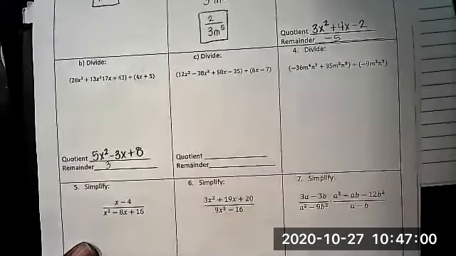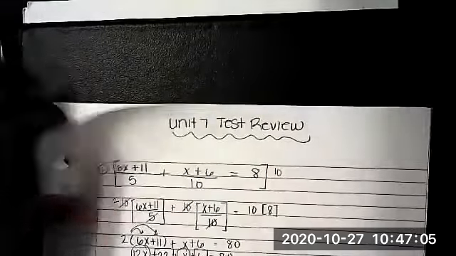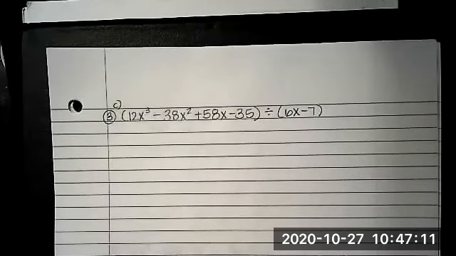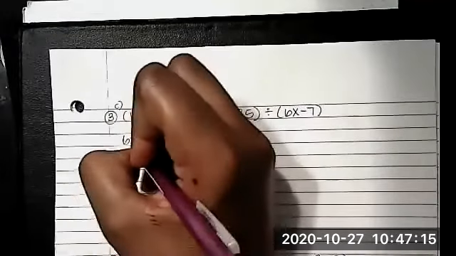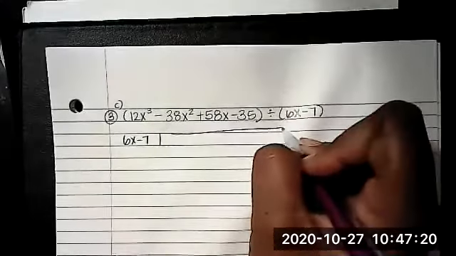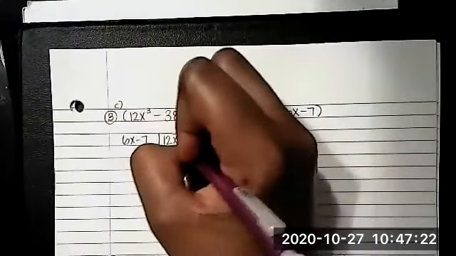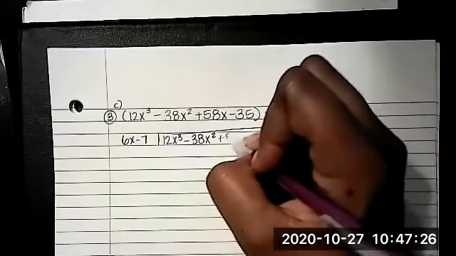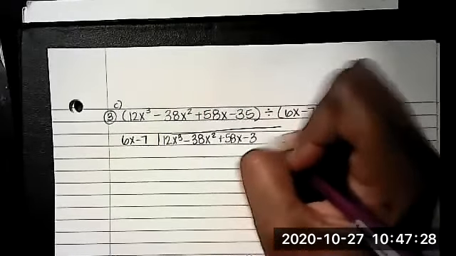Same situation. We're going to divide that. Okay, it's written out already. So this is going to be 6x minus 7 divided by 12x cubed minus 38x squared plus 58x minus 35.